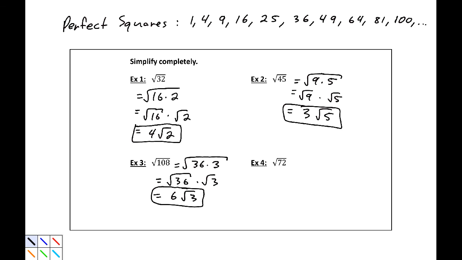And our last example, 72. Going down my list, I don't have to go any larger than 64, since 72 is between these two. No, no, yes, 36. Square root of 36 times 2. That is the square root of 36 times the square root of 2, which would be 6 root 2.